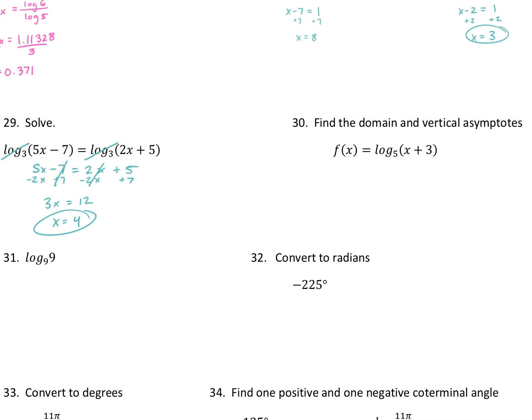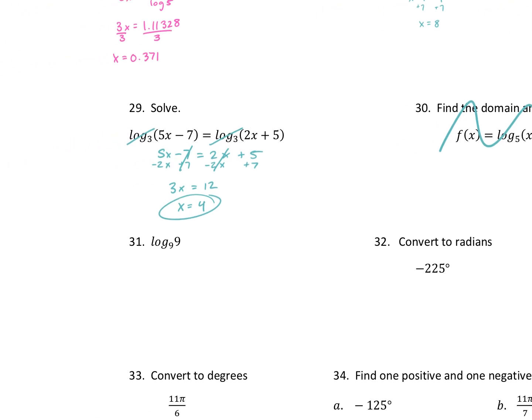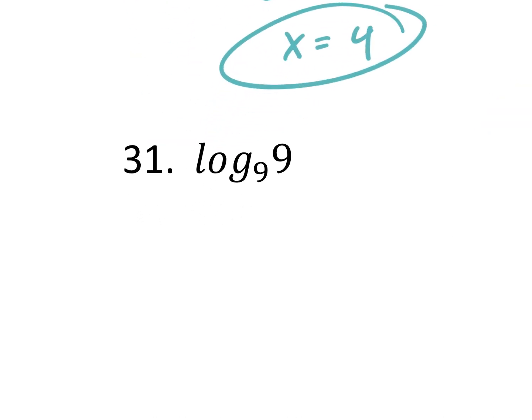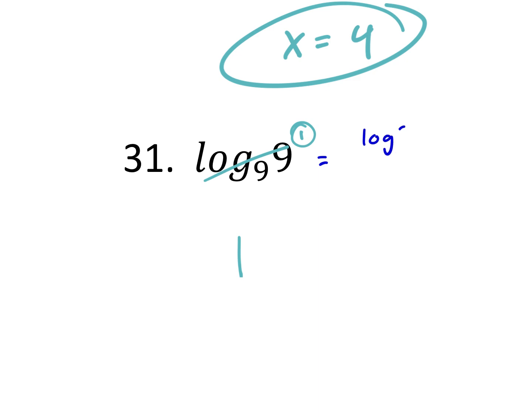We're going to skip 30. Let's do 31. If you have the same base with the number here, they cancel. You're left with whatever your exponent is. Here, if there's no exponent written, it's implied that it's a 1. So log base 9 of 9 would be 1. If you're not sure, put this in the calculator. Your change of base formula would be log of 9 over log of 9. It would be 1.